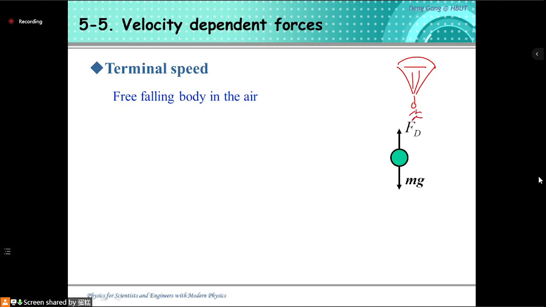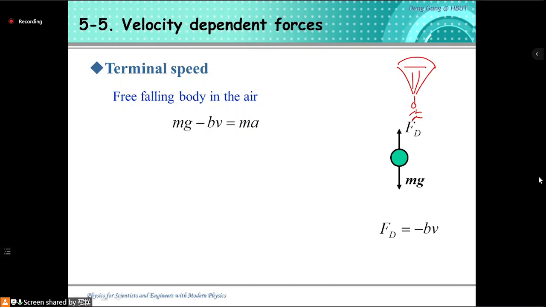So the forces are the force of gravity and the force Fd, the air drag force, just like the one with a parachute. Consider a free falling body in the air. In this case, there are two forces, mg and Fd, the air drag. Usually the drag force is proportional to the speed: Fd equals minus Bv. So the net force is mg minus Bv, and is equal to ma according to Newton's second law.